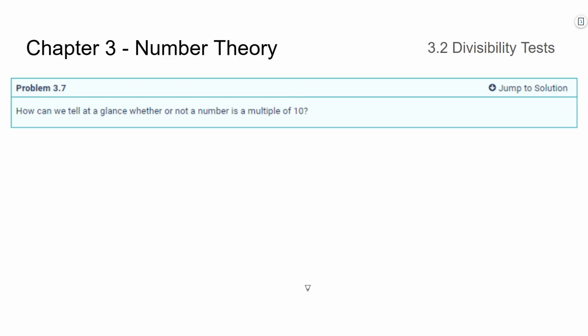Okay, how can we tell at a glance whether or not a number is a multiple of 10? You probably already know this. Even if you haven't done divisibility tests, you probably know this. How do you know something is a multiple of 10? Well, let's go over the multiples of 10 and see if we can recognize a pattern.